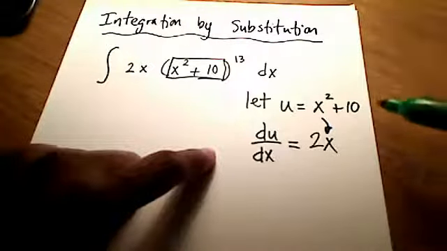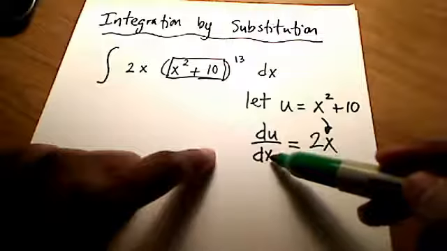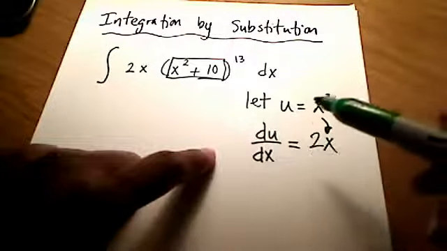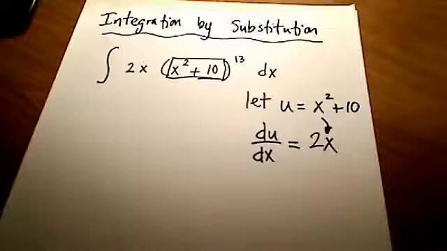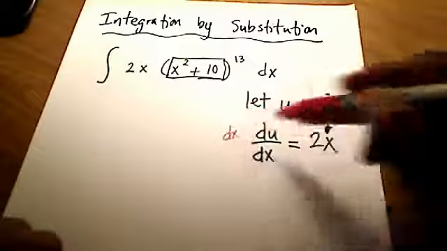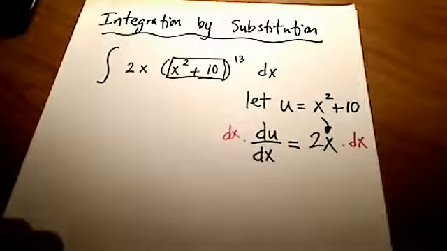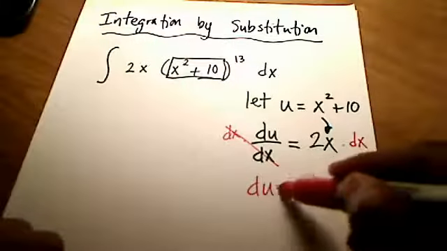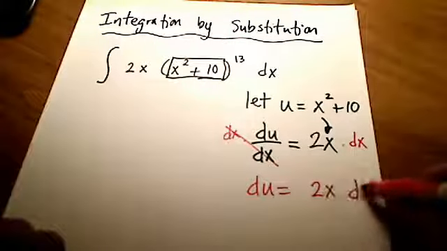Let's do one more thing. Let's get dx onto the other side. Let's get this du right here all by itself that's in the numerator. And to do that easily enough, we're just going to multiply both sides by dx. If this was algebra, you would just multiply both sides by dx. These guys are now gone over here, and we have du is equal to 2x dx.